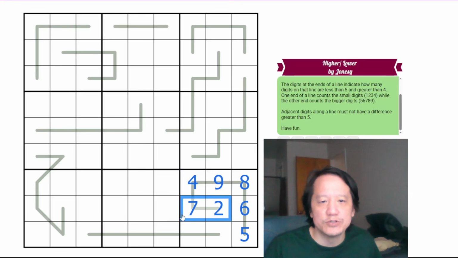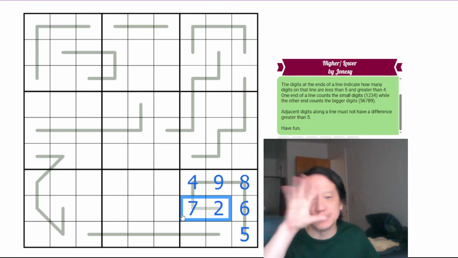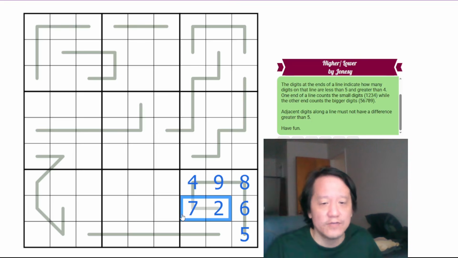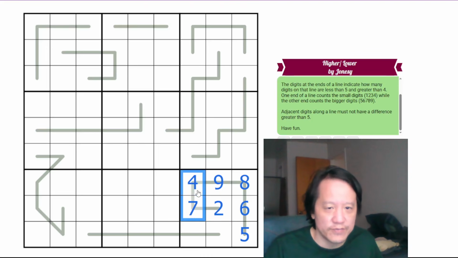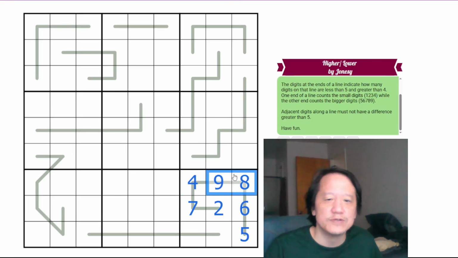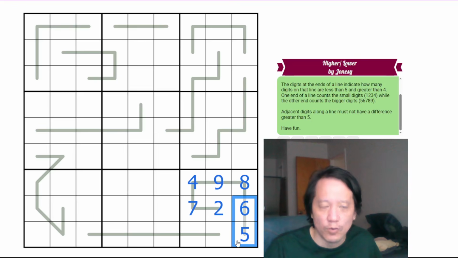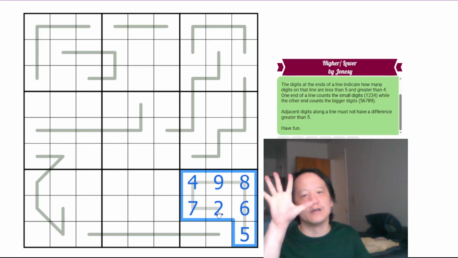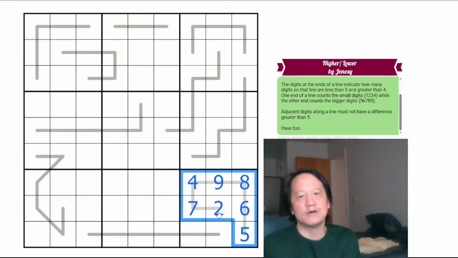Well, the difference between 2 and 7 is exactly 5, so that's fine, because you can't have a difference greater than 5. 7 and 4 have a difference of 3, 4 and 9 have a difference of 5, 9 and 8 have a difference of 1, 8 and 6 have a difference of 2, and 6 and 5 have a difference of 1. So none of these differences are greater than 5. So that's how these lines work. And those are all the rules.